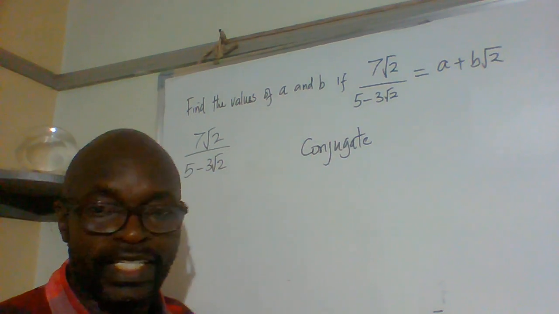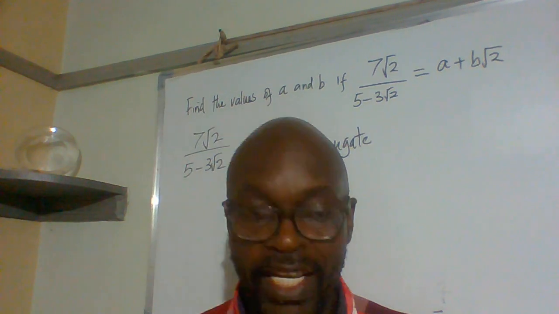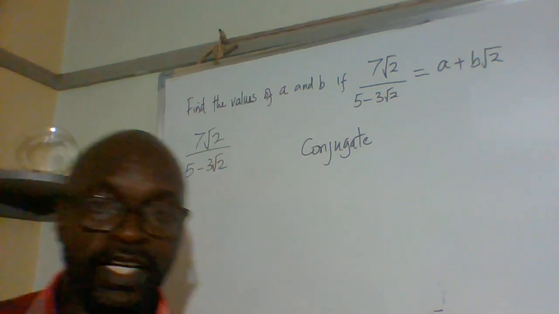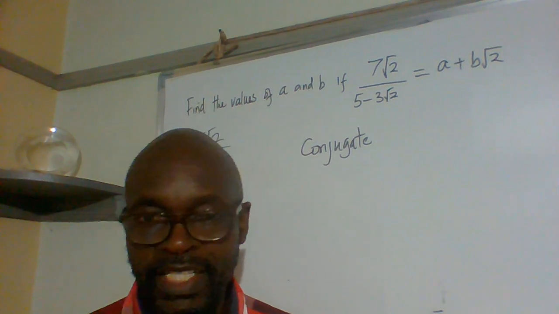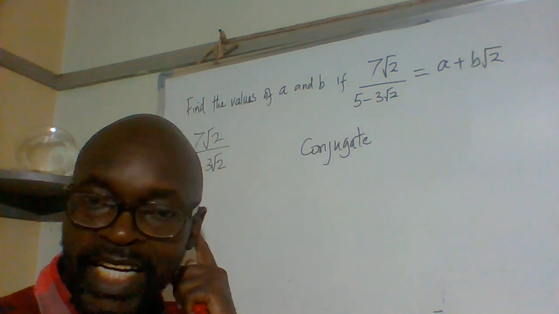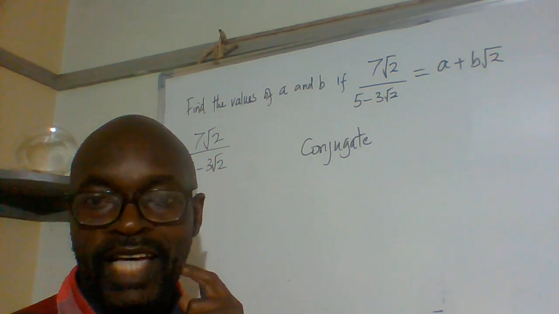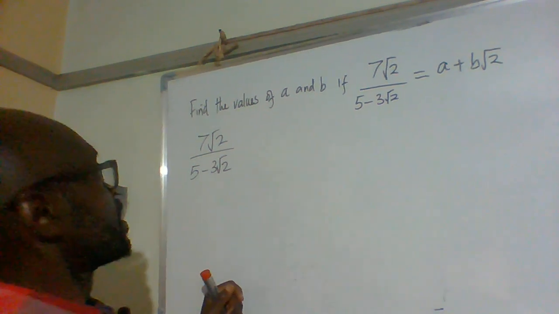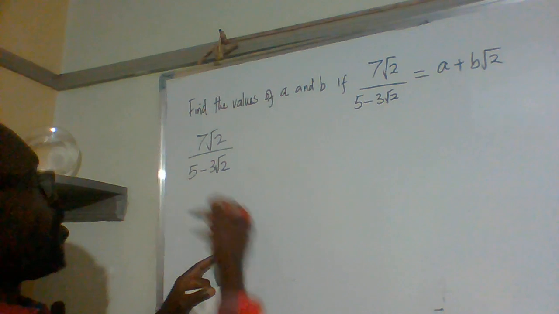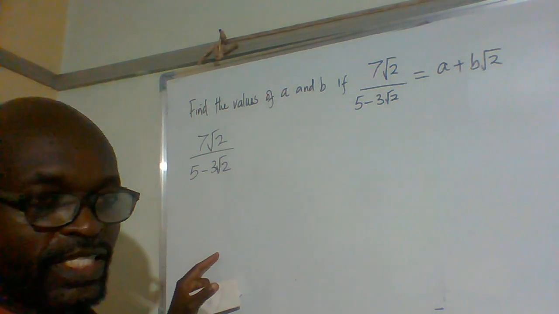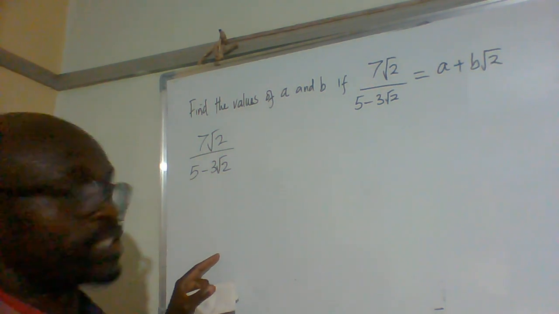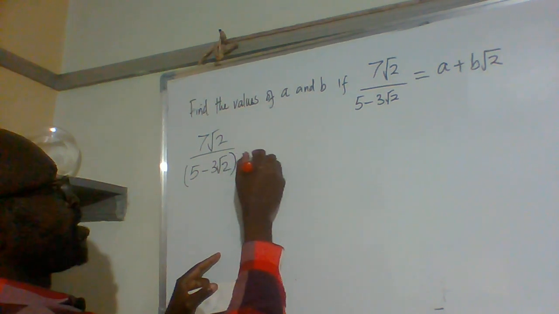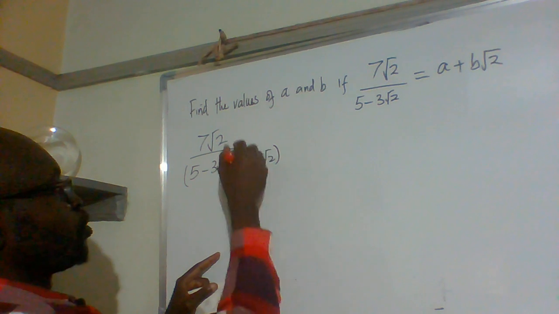A conjugate is a surd that is used for multiplying another surd, and after the multiplication of a surd and its conjugate, you remain with what we call a rational number. So in this case, the conjugate of 5 minus 3 root 2, for those who are familiar with surds, is 5 plus 3 root 2.